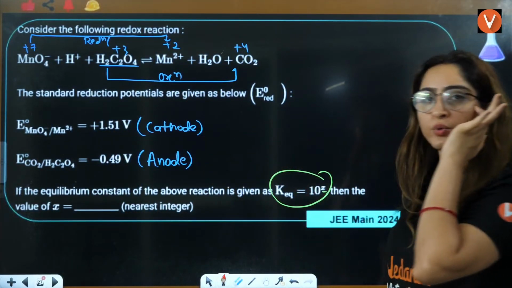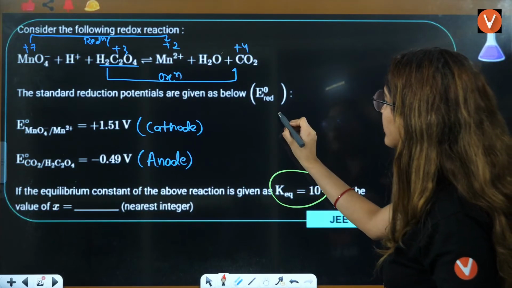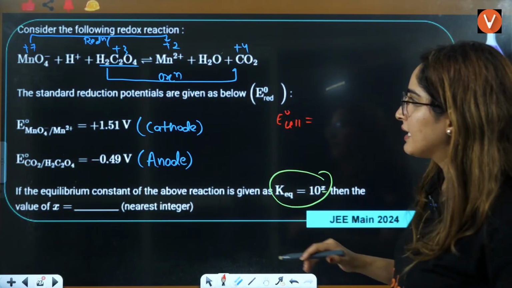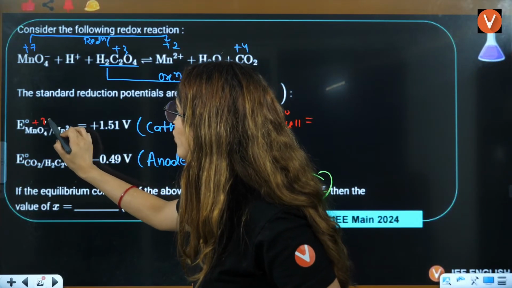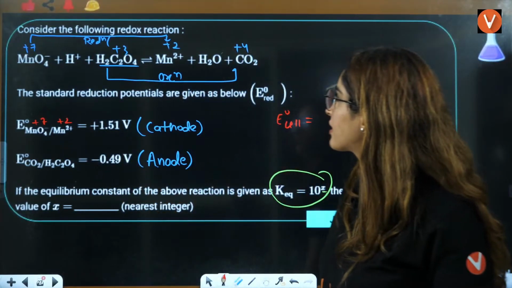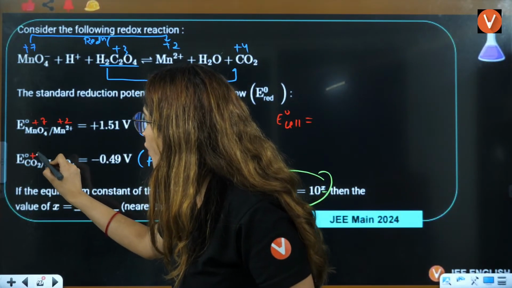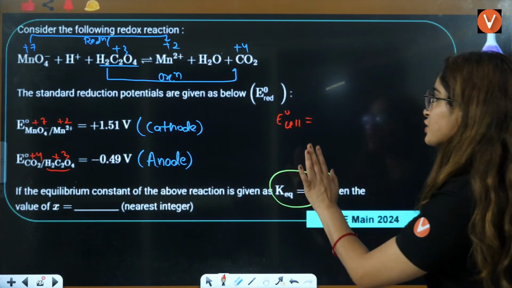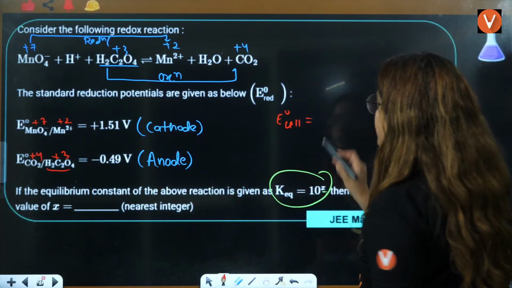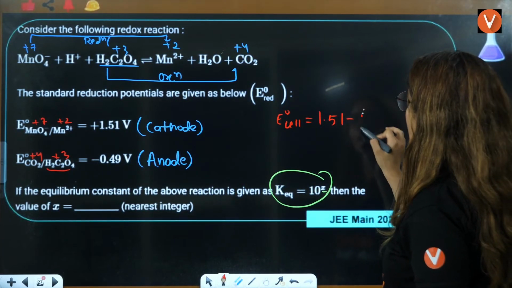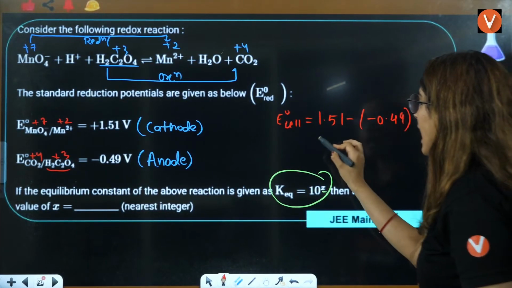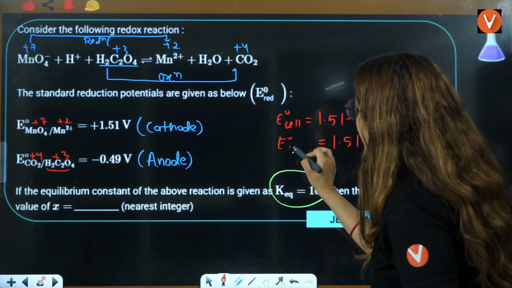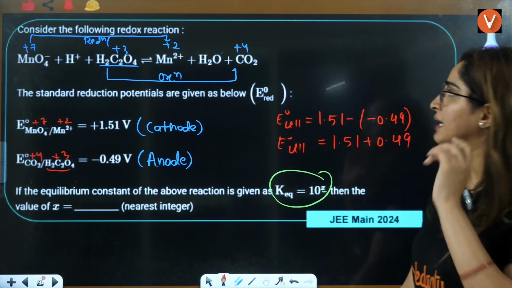Cathode you know, anode you know. Now how to calculate the E naught cell? E naught cell is nothing but E naught of cathode minus E naught of anode. Here plus 7 to plus 2 is given, that means reduction is given. Here plus 4 to plus 3 is given, that means reduction potential is given. So directly put the value: cathode minus anode is 1.51 minus of minus 0.49. And here it will be 1.51 plus 0.49 will be your value of E naught cell, right?